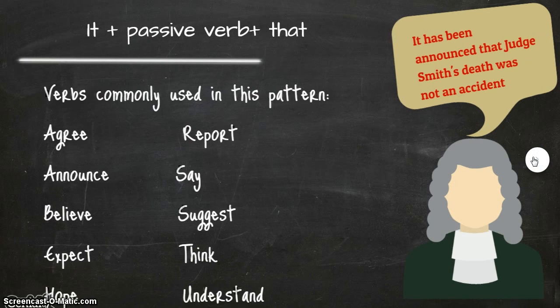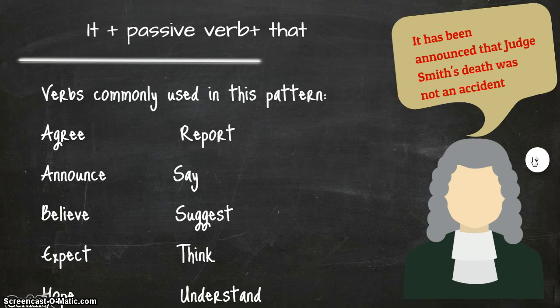Okay, the second structure is a structure with the subject it plus the reporting verb in the passive form, followed by a that clause. As in, for example, it has been announced that Judge Smith's death was not an accident. We have the subject it, the reporting verb announce in its passive form, conjugated in this case in the present perfect, and the that clause. Verbs commonly used in this pattern are agree, announce, believe, expect, hope, report, say, suggest, think, and understand. There are many more, I insist, but these are the basics.